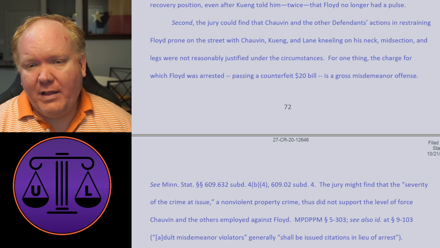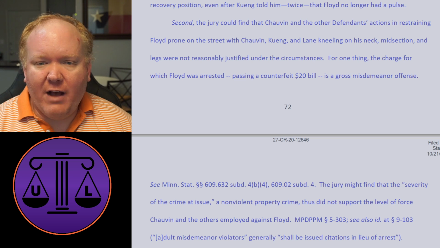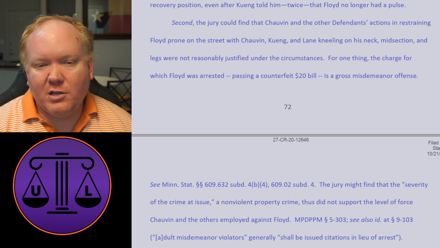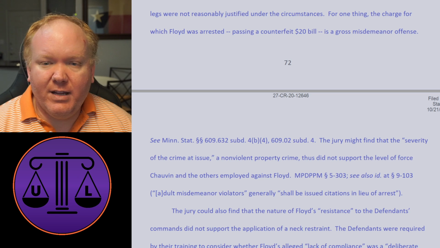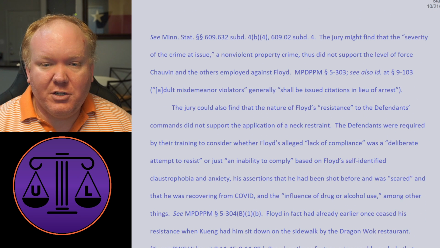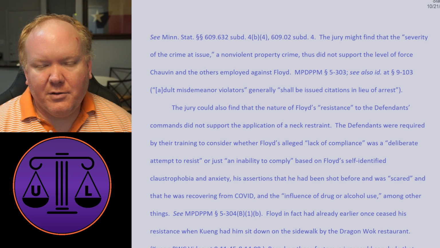Second, the jury could find that Chauvin and other defendants' actions in restraining him prone to the street, with Chauvin, King, and Lay kneeling on the neck, midsection, and legs, was not reasonably justified under the circumstances. For one thing, the charge for which he was arrested, passing a counterfeit bill, is a gross misdemeanor offense. The jury might find the severity of the crime at issue, a nonviolent property crime, did not support the level of force he and others employed against Floyd.